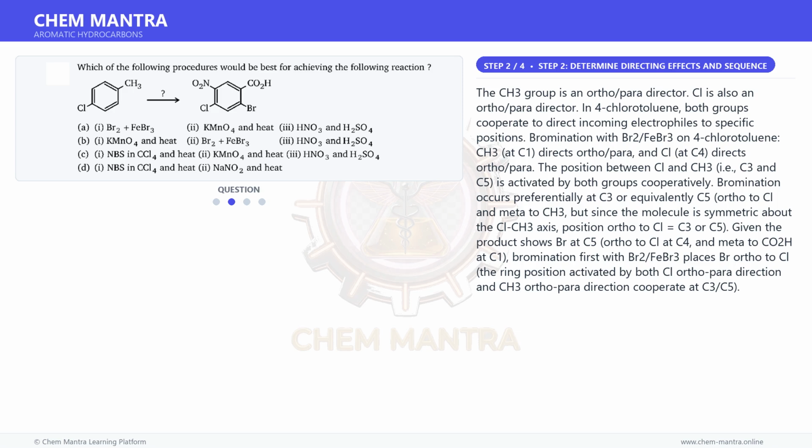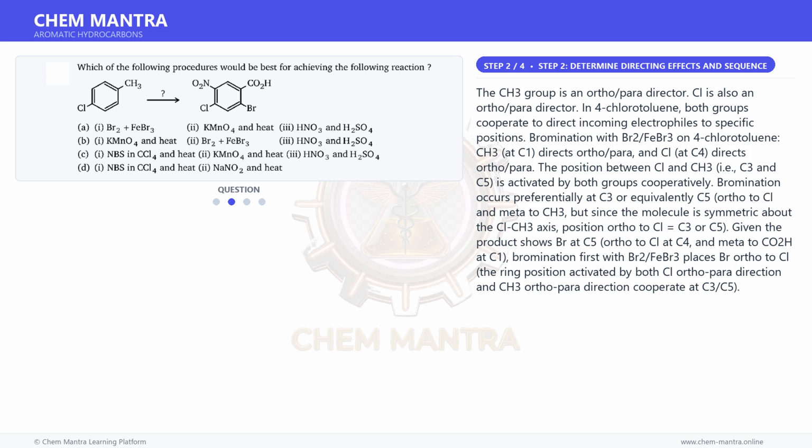Moving on to the next step. The CH3 group is an ortho-para director. Cl is also an ortho-para director. In 4-chlorotoluene, both groups cooperate to direct incoming electrophiles to specific positions. Bromination with Br2/FeBr3 on 4-chlorotoluene: CH3 at C1 directs ortho-para and Cl at C4 directs ortho-para.